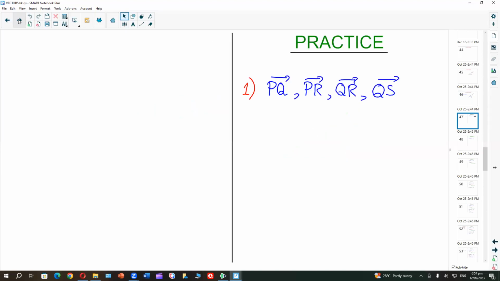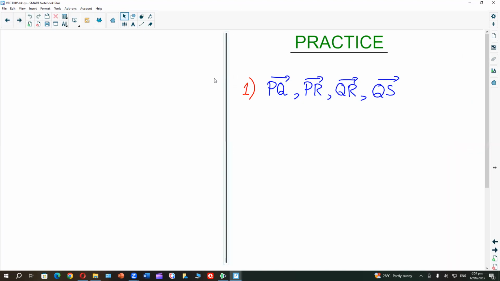Now, practice is needed to make up these equations. I'm giving you some letters here, and you first copy this screen. PQ, PQ, PR, QR, QS.